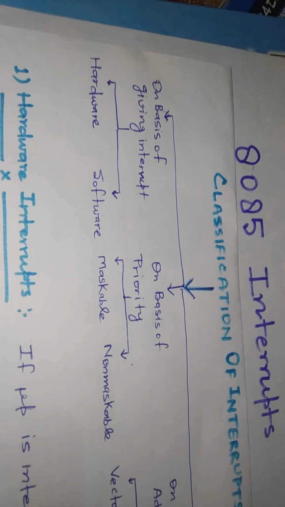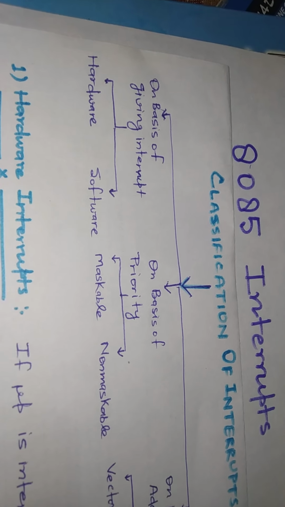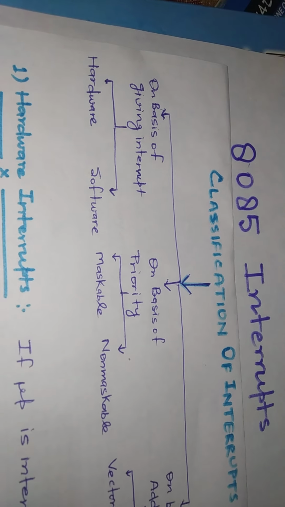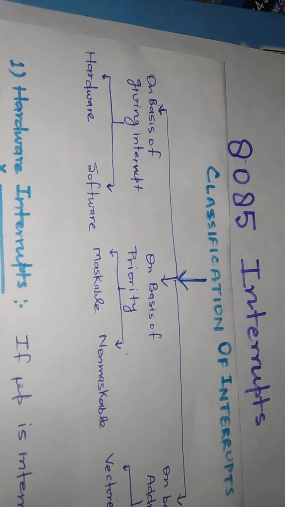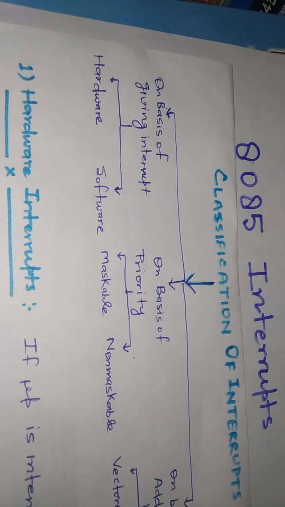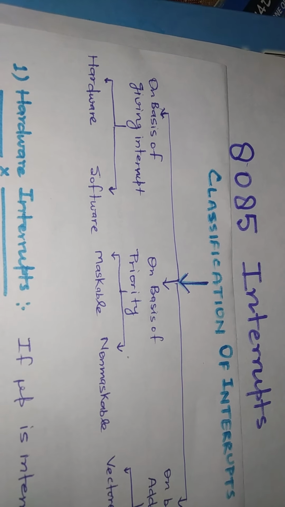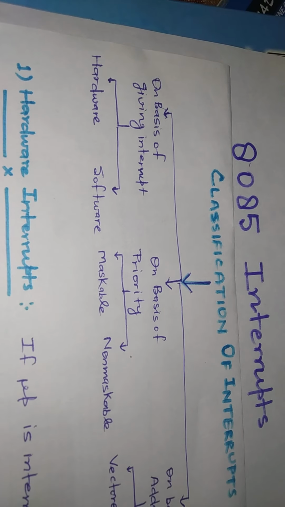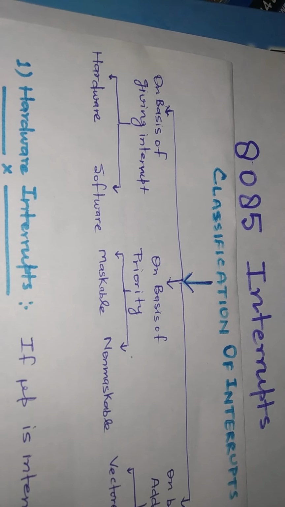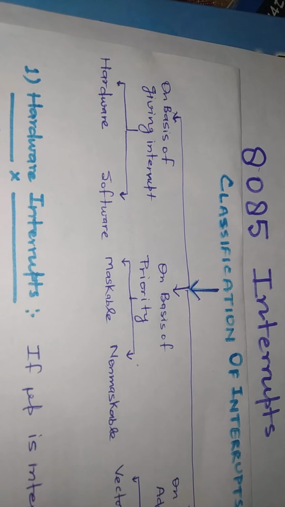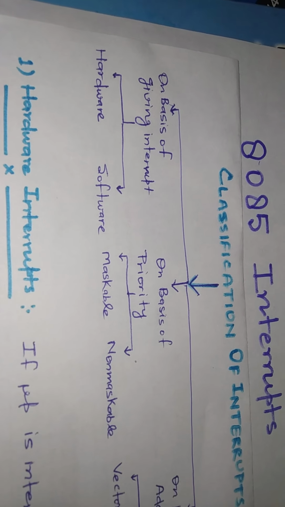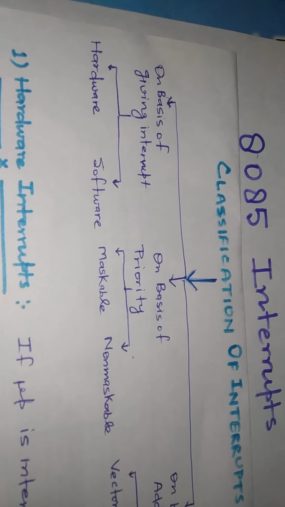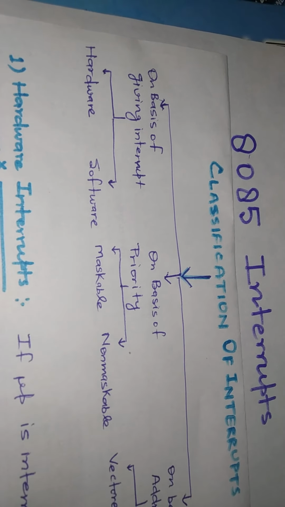But some interrupts are non-maskable, and these interrupts have highest priority. What is the meaning of non-maskable interrupt? That interrupt cannot be ignored. If such type of non-maskable interrupt request is received at the processor, then microprocessor has to leave all its important work and has to process that non-maskable interrupt first. So therefore, non-maskable interrupt has highest priority.